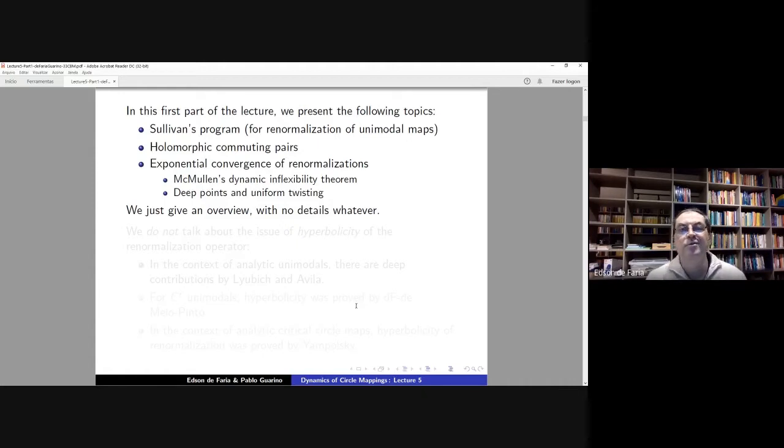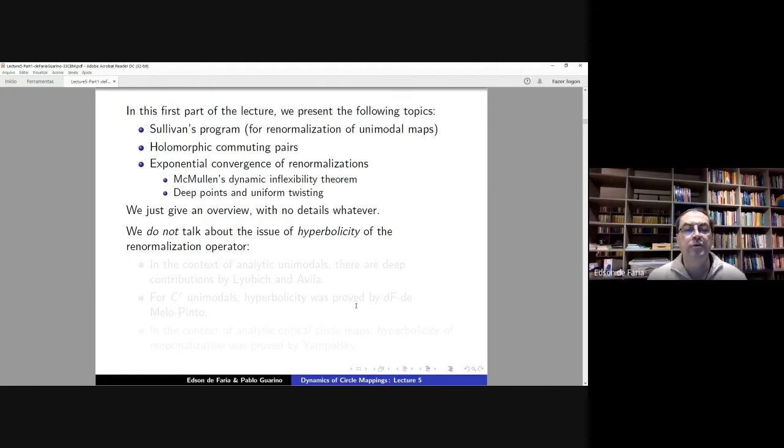Even fewer details than in previous lectures, where we had to make some choices and be very skimpy on details. But here the situation is even more dramatic, in the sense that there is a lot less time to tell you about these things. In particular, we are not going to talk about hyperbolicity of renormalization, okay?